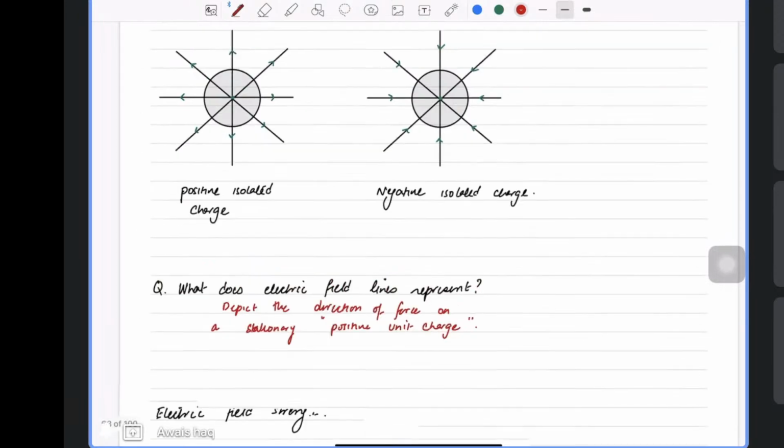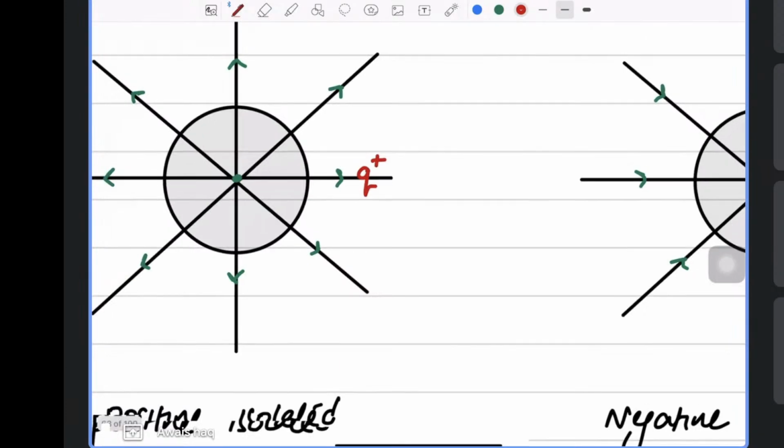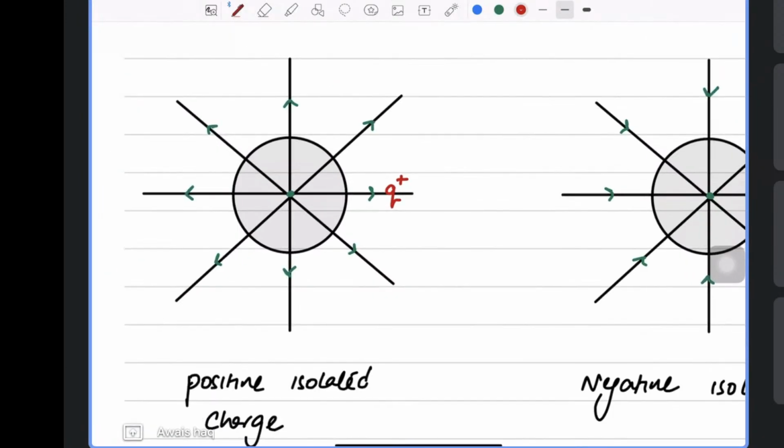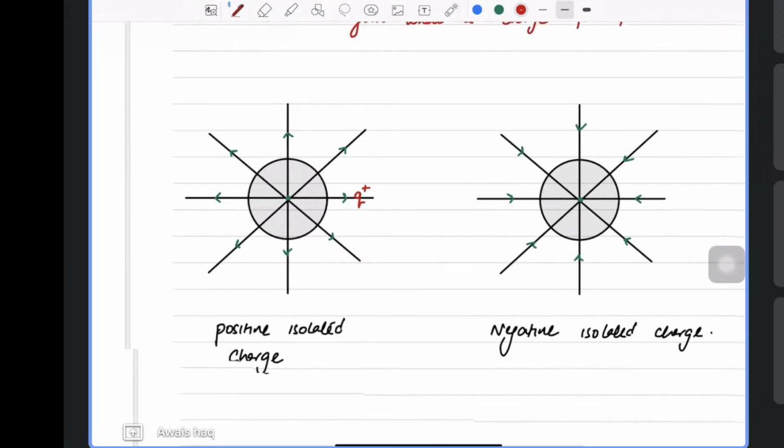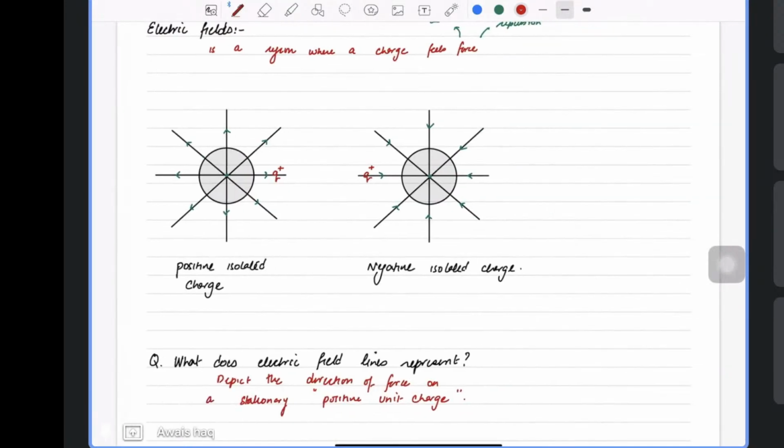For example, if you look here, if I keep a positive charge right here, then obviously it is going to go away from the positive isolated charge because they repel each other. And if I place it here, it's going to get attracted to the negative. That is the reason why the field lines are made like this. All right, is there any question? Please let me know. All right, interesting.